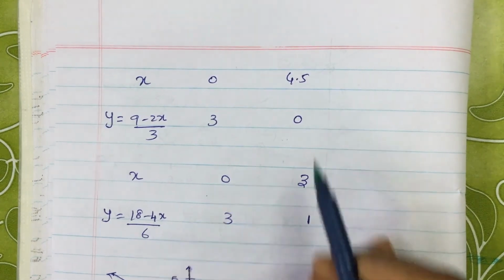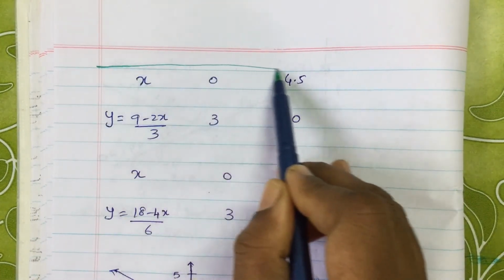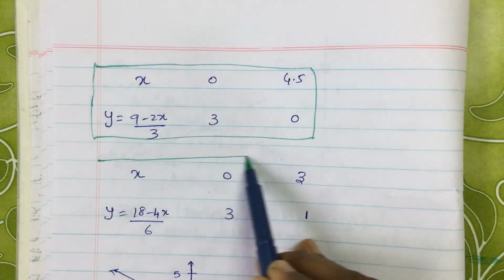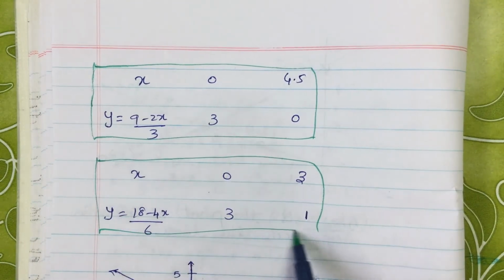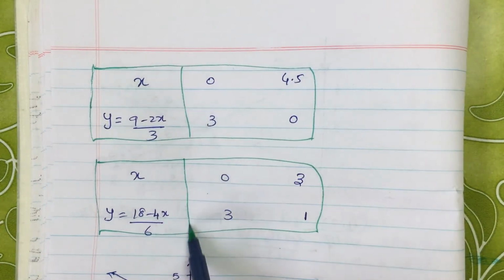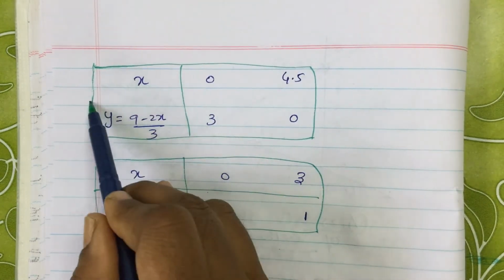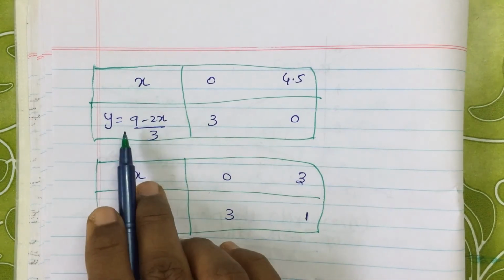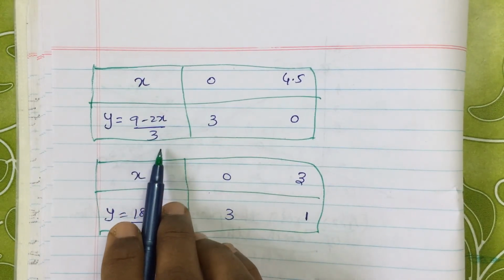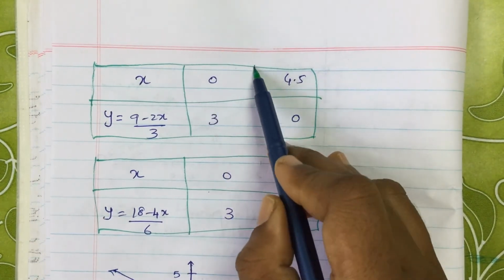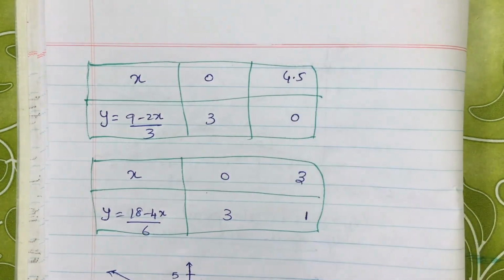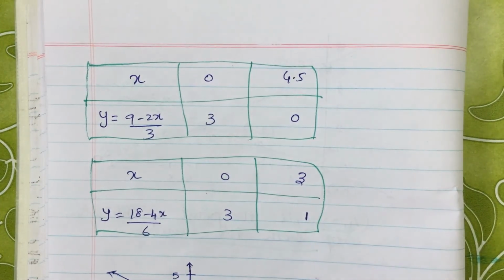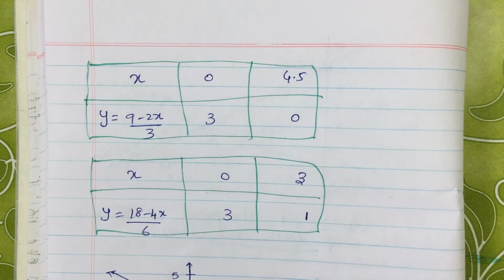Then, the regular procedure: you put a table like this and find out your x and y values for drawing the lines. For the first equation I have taken x, and y I found out from the equation as 9 minus 2x by 3. After substituting x equal to 0, I got y as 3. After putting y equal to 0, I got x as 4.5. A similar procedure I adopted for equation 2 also, so I got the points 0, 3 and 3, 1.